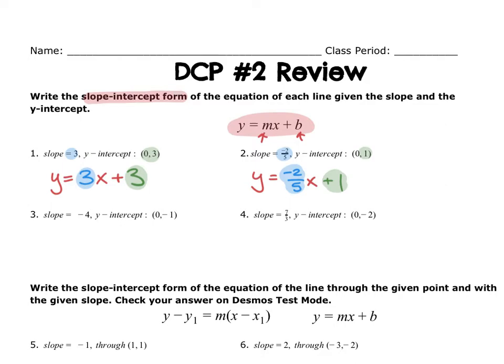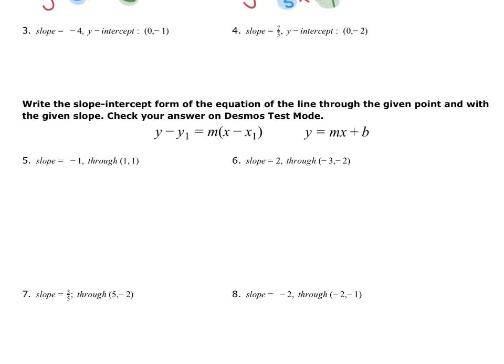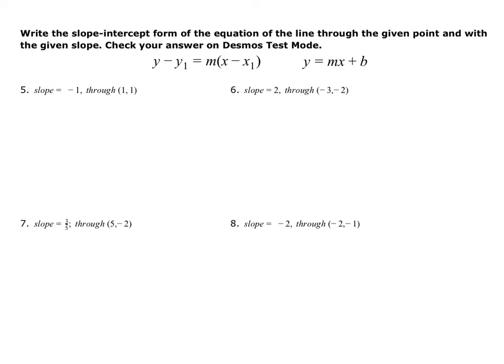Now the reason we start off so easy like that is because we can transition ourselves into a different kind of question here. It says, write the slope-intercept form of the equation of the line through the given point and with the given slope. Check your answer on Desmos test mode.